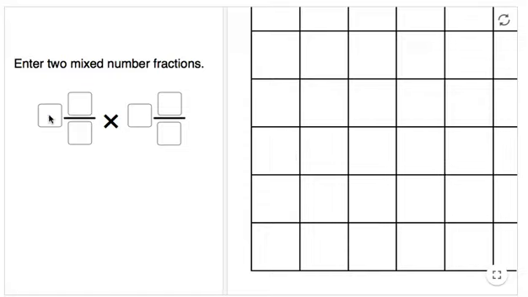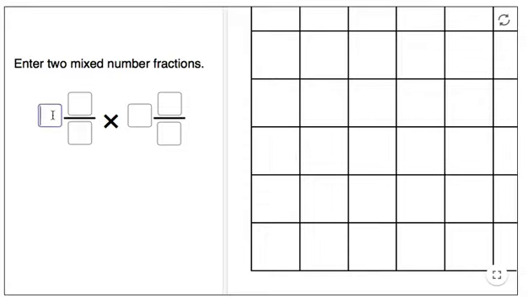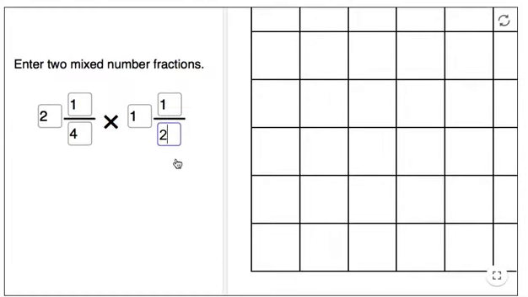So we can show some mixed number fraction multiplication here. I can give you a mixed number, 2 and 1/4, times, let's say, 1 and 1/2. So this is essentially 9/4 times 3/2. What does this look like?